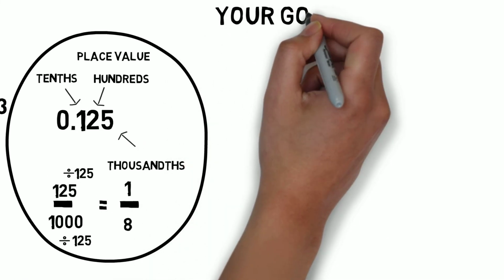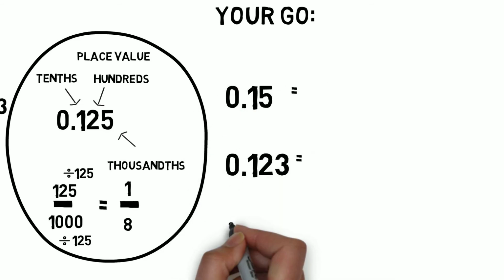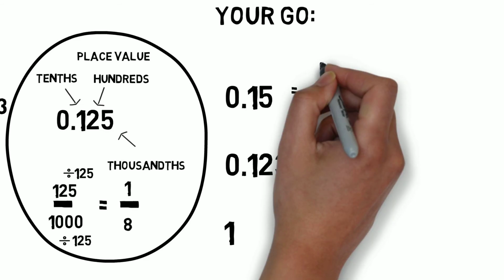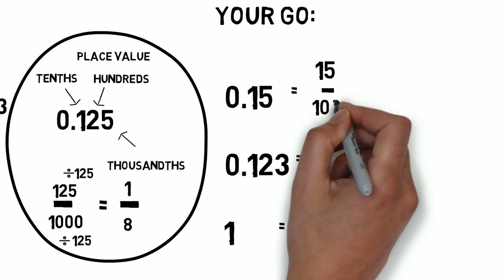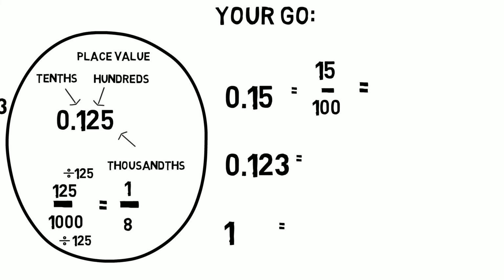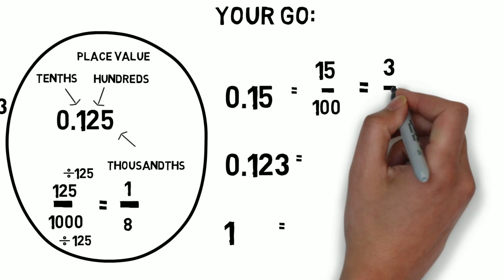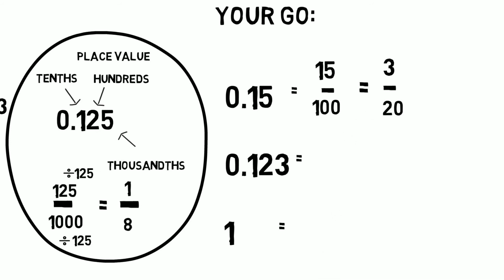All right, you go. Have a look at these numbers. Pause the video. Try to change them from a decimal into a fraction. All right, welcome back. Here we have 2 numbers after the decimal point, so this is the 100th position, and we write it over 100. We can simplify 15 over 100, and that will give us 3 over 20.